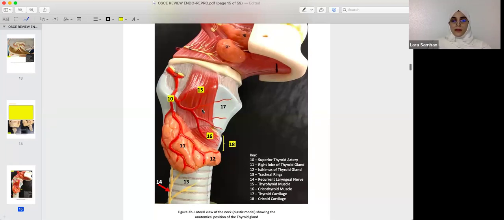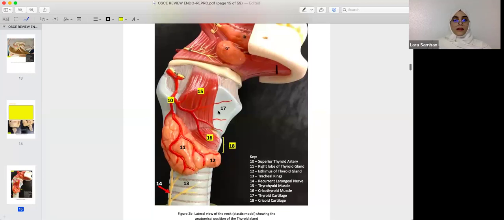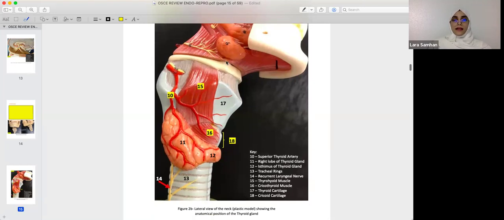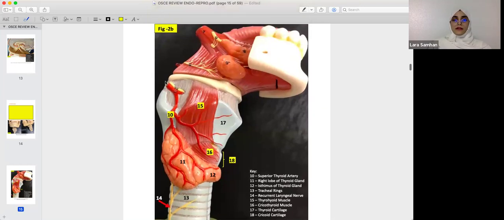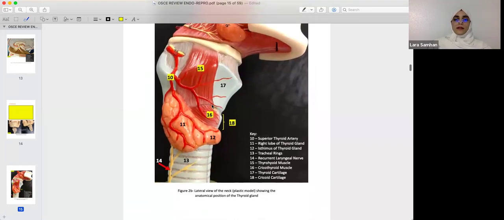Perfect. So number 17 is basically the thyroid cartilage. It makes sense: since we're talking about the thyroid gland, this cartilage will be related to the thyroid, which is the thyroid cartilage. The thyroid cartilage is located above the thyroid gland. And this is the hyoid bone. So now we're oriented to everything in here. Whatever image, whatever angle they give us, we're going to know exactly where we are.